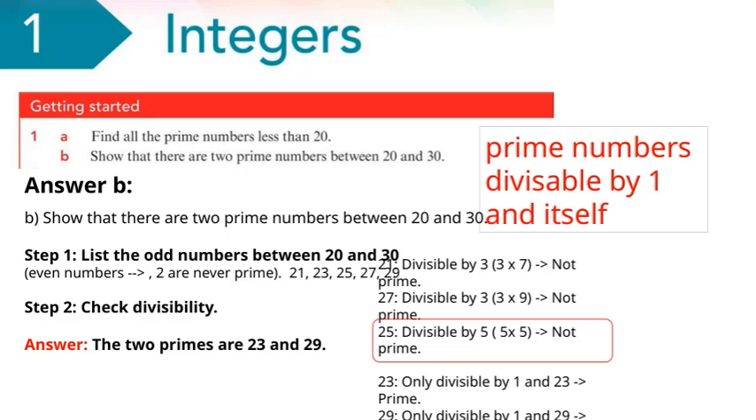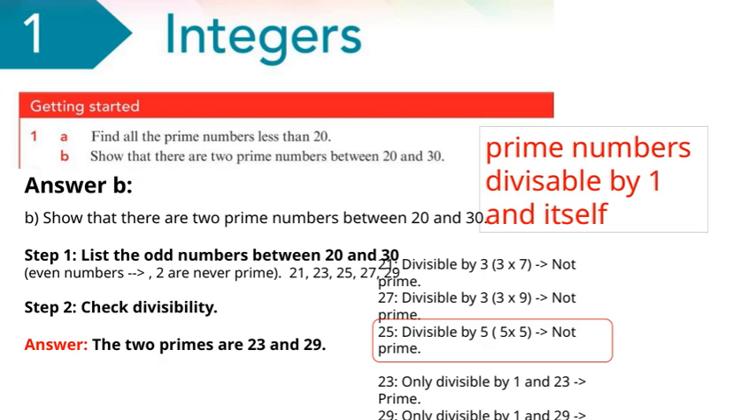Let's look at some examples to understand prime numbers better. First, consider 21. It's divisible by 3, since 3 times 7 equals 21, so it's not prime. Similarly, 27 is divisible by 3 as well, because 3 times 9 equals 27, making it not prime. Now take 25. It's divisible by 5 because 5 times 5 equals 25, so again, not prime.